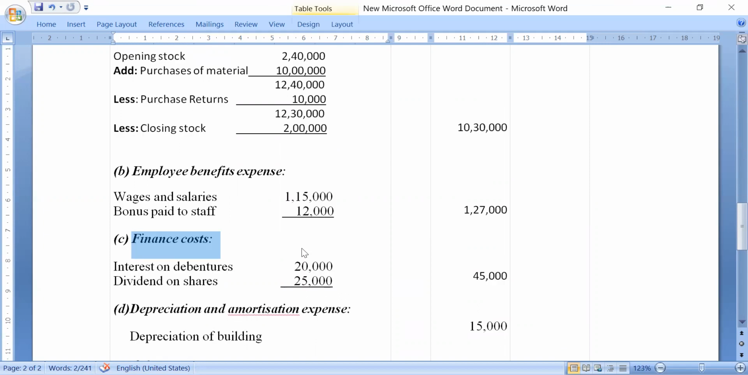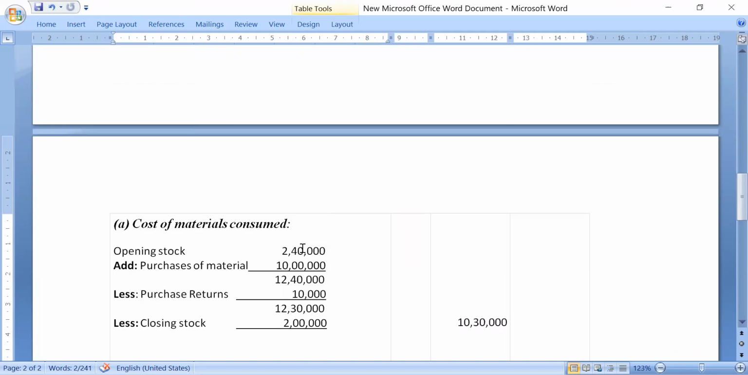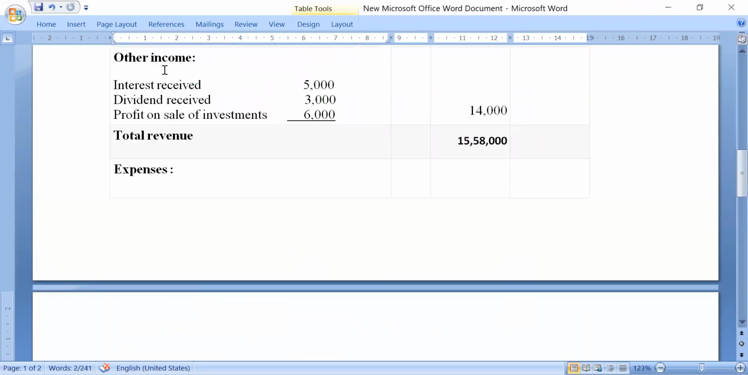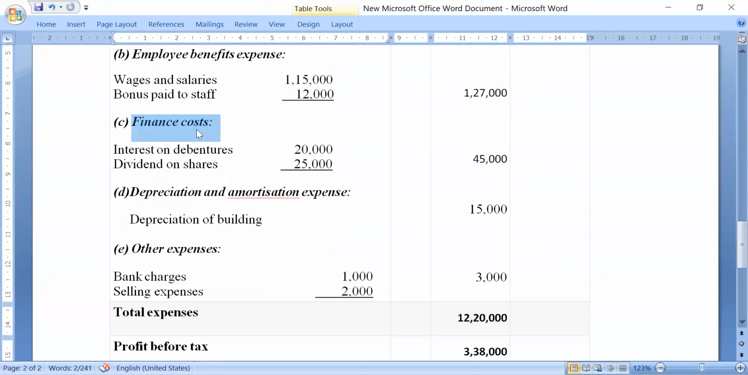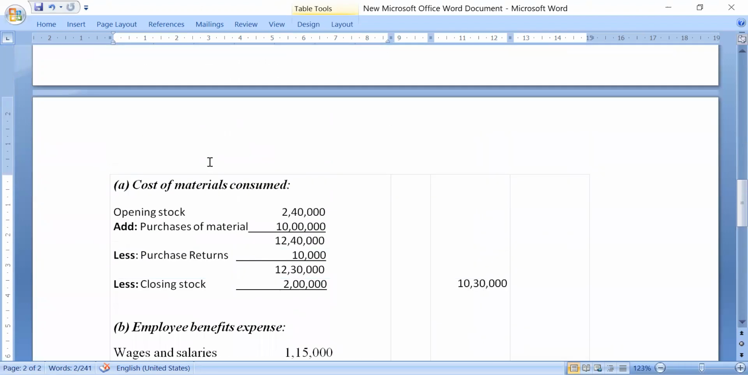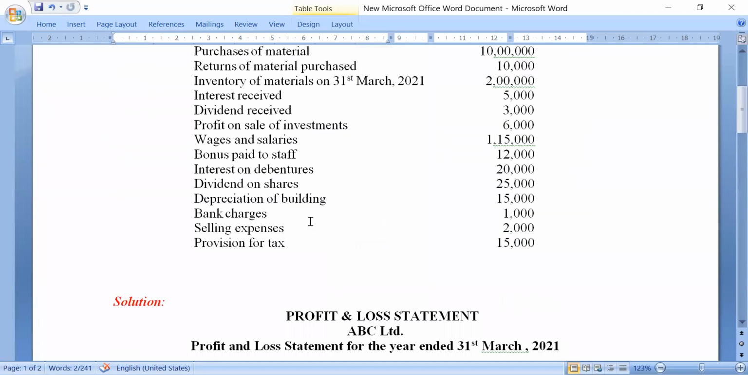Try to understand: what the company has got from its investments is a part of other income, but finance costs are those costs which the company is paying to its stakeholders and creditors or debenture holders. Then after these 2 items, we are left with depreciation of building.